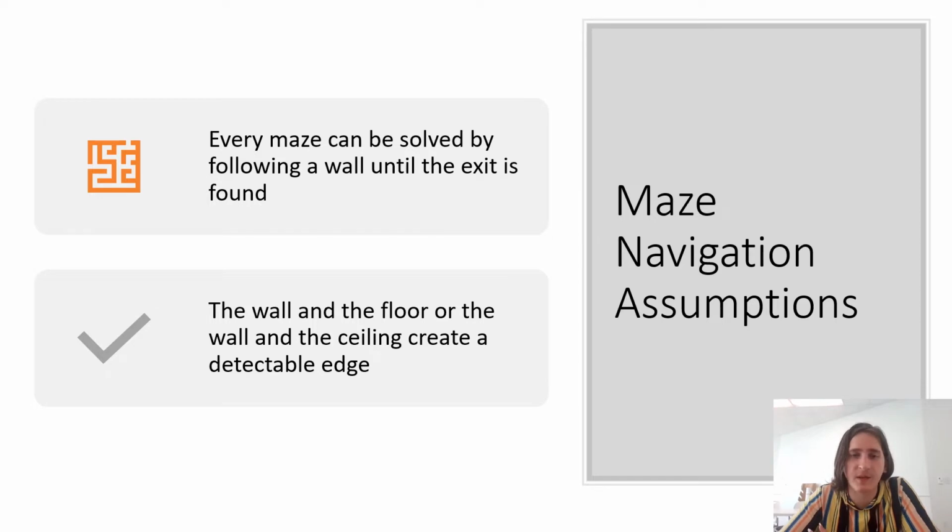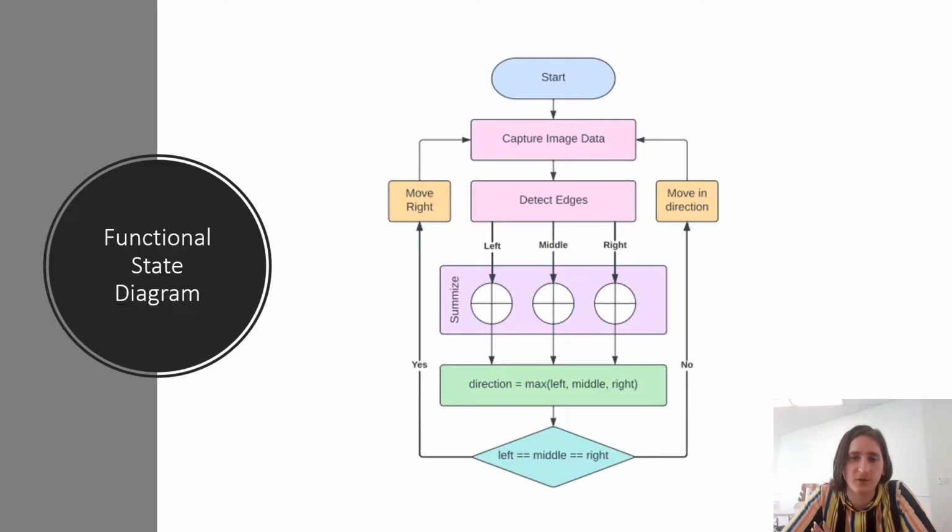A few assumptions we have to make before attempting this problem would be every maze can be solved by following a wall until the exit's found. That's in most literature, that's how they do it. And also specifically for using the camera, we need to assume that a visible edge will be made between the wall and the floor, or the floor and the ceiling, that we can then follow to determine where the wall is.